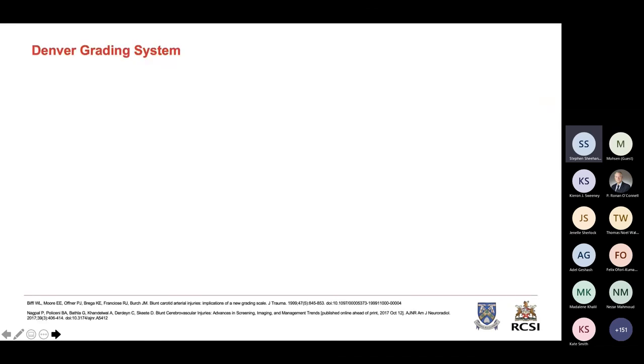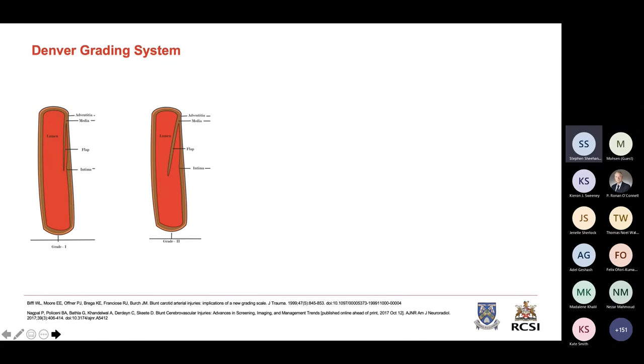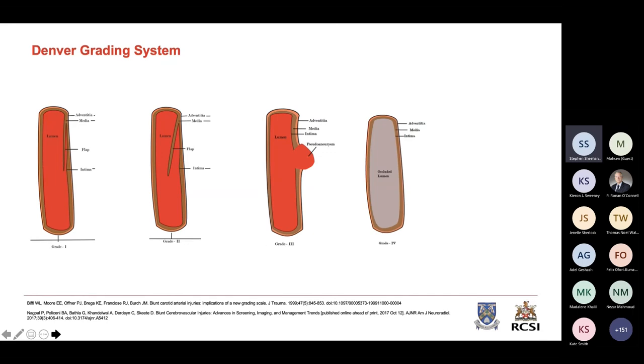The Denver grading system for cerebrovascular injuries is a 5-grade system, with grade 1 being an intimal tear causing a dissection with less than 25% stenosis of the lumen of the vessel. If it's greater than 25%, it's grade 2. If there's a pseudoaneurysm, it's grade 3. If there's complete occlusion of the vessel, it's grade 4. And grade 5 is complete laceration.